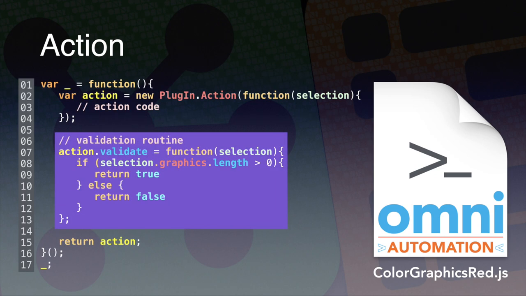So here's an example of a validation. Do I have graphics selected? You can see that the function has selection objects, so that means it's getting passed the user selection automatically. Then I can say if the selection graphics length is greater than zero, return true, otherwise return false. So that will determine whether this is enabled in the action menu or not in the application.